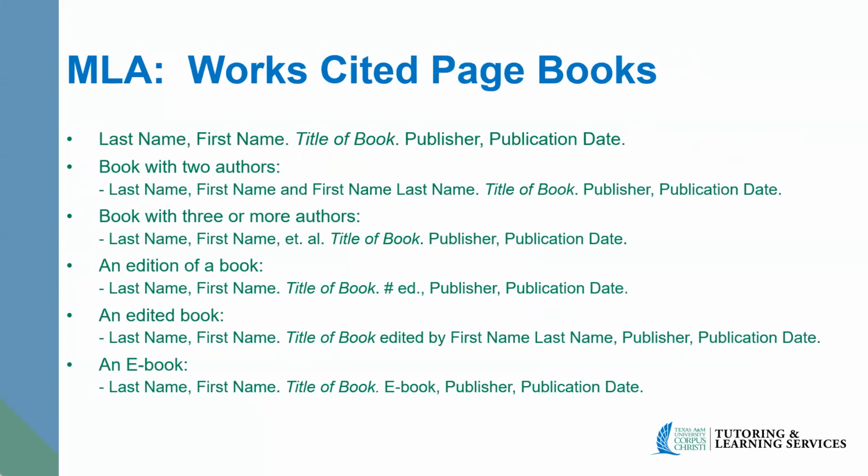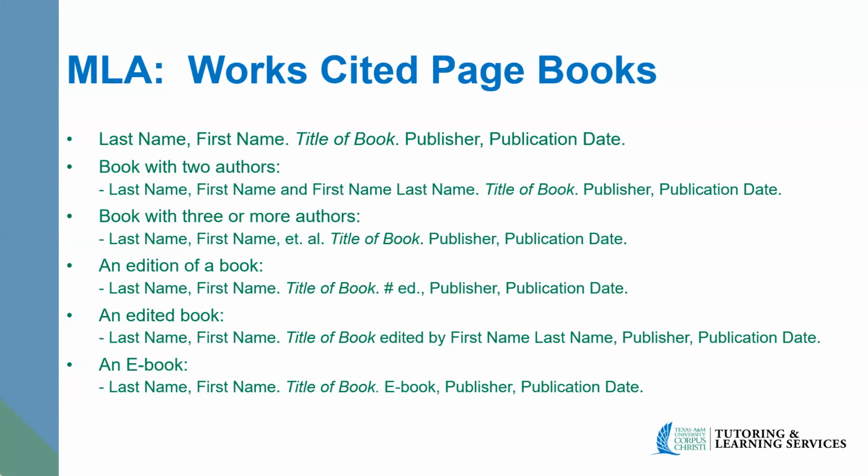So, MLA Works Cited page, books. So these are a couple of examples. It will be the last name, the first name, the title of the book, the publisher, and then the publication date. If you have a book with two authors, you'll have last name, first name, and then first name, last name. Title of the book, the publisher, and then the publication date.